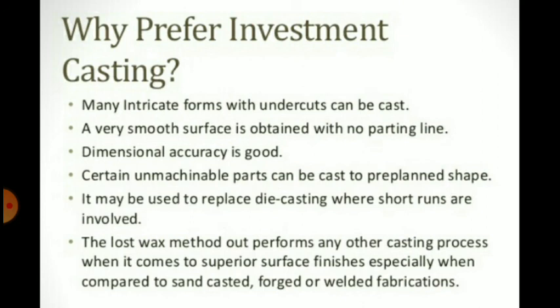The lost wax method outperforms any other casting process when it comes to superior surface finishes, especially when compared to sand cast, forged, and weld fabrications. So, in short, the advantages are: machining can be largely reduced as close tolerances can be maintained, extremely thin sections of about 0.75 mm can be cast, sound and defect free castings may be obtained, and it is suitable for mass production of small size castings.